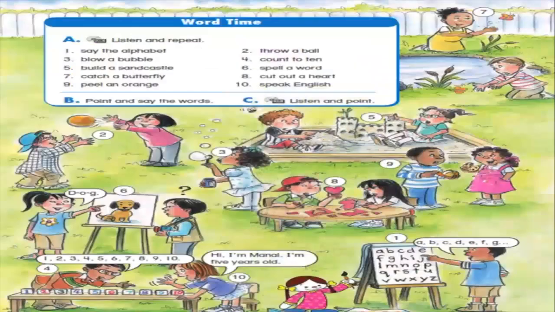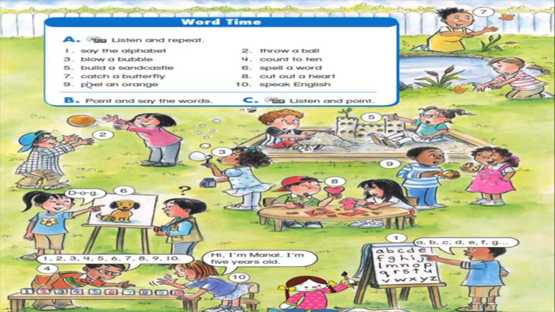نبص على الصورة كلها كده مع بعض. Yeah, let's repeat and point. Number 1, say the alphabet. قلنا يقول الحروف. A, B, C, just like he's doing. زي ما هو بيعمل. 2, throw a ball. There they are, throwing a ball.